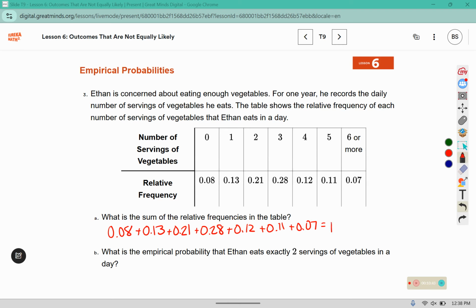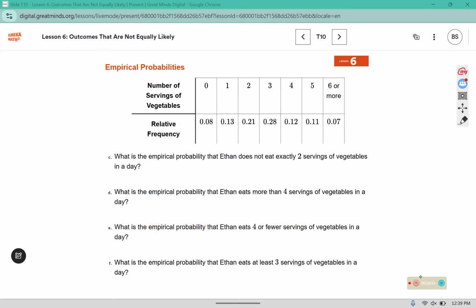What is the empirical probability that Ethan eats exactly 2 servings of vegetables in a day? Well, exactly 2 servings would be 0.21. What is the empirical probability that Ethan does not eat exactly 2 servings of vegetables? Well, the entire probability was 1. So not eating exactly 2, we're going to remove the 2 probability, which leaves us with 0.79.